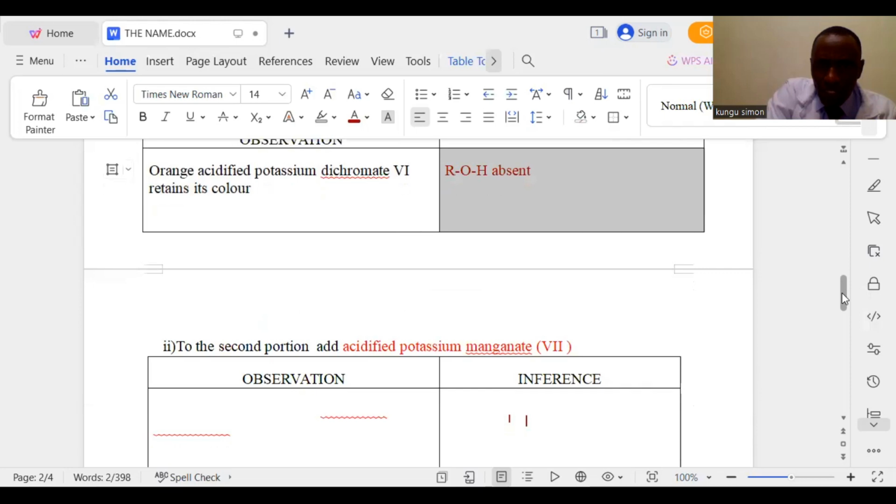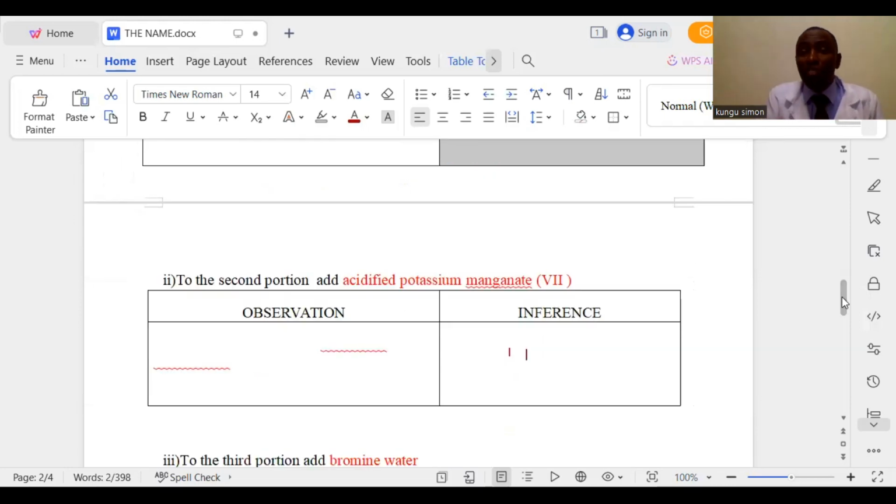The other one we are using is acidified potassium manganate(VII). I want to say that this one here does not really confirm any homologous group. And potassium manganate(VII) is purple, and it can be decolorized by 3 functional groups.